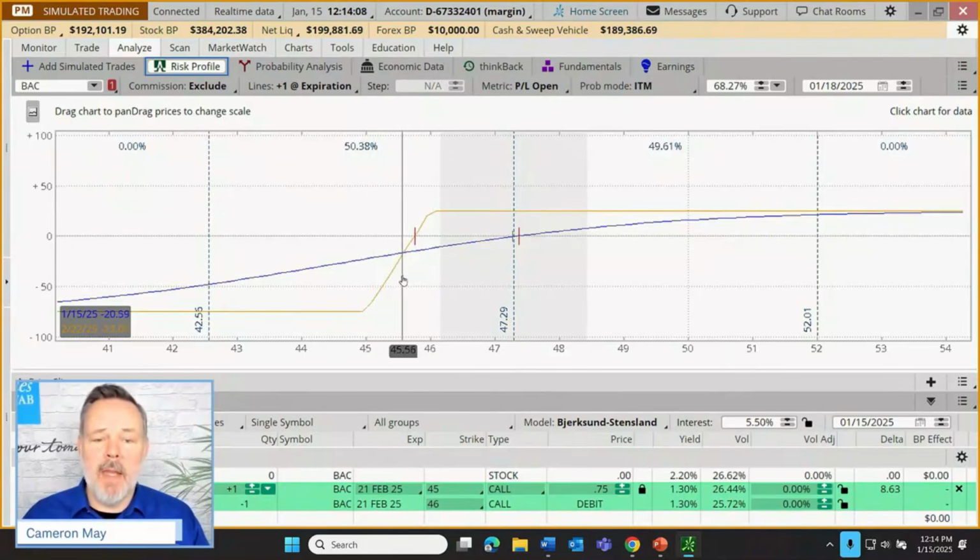So let's say we were to wind up at $45.50-ish at expiration. Well, that's telling me, as I point at this, I can look over here and see what my potential gain or loss is. Let's do that. Let's go to $45.50. And that's showing me that at expiration, this trade would be unprofitable to the tune of $25.